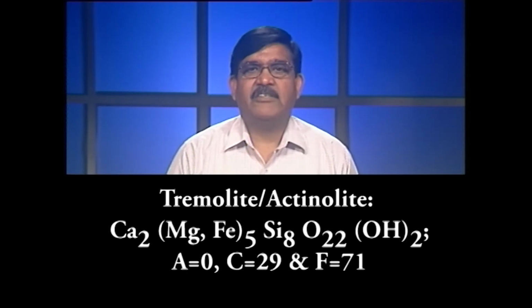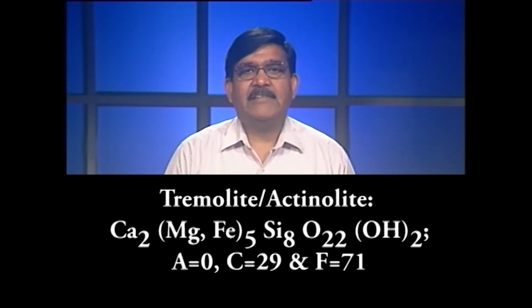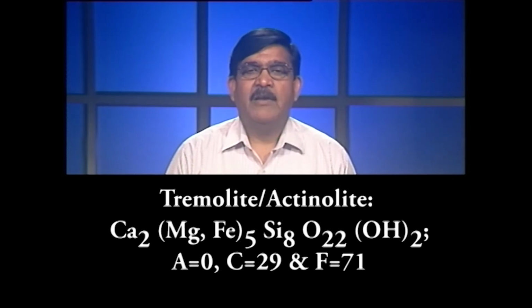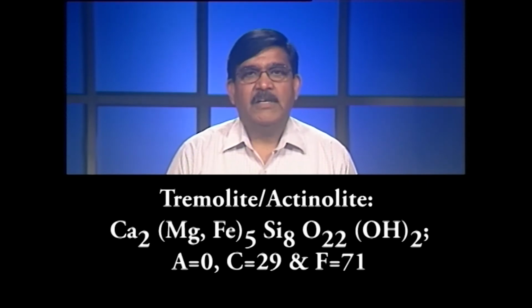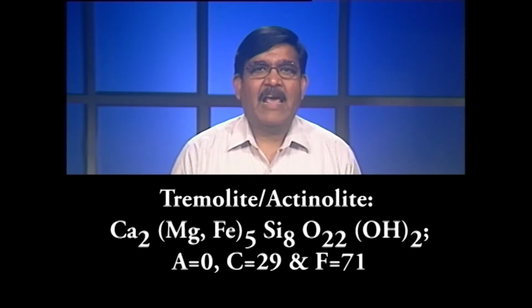Now, the next mineral is tremolite or actinolite. The formula is Ca2(Mg,Fe)5Si8O22(OH)2. Here the value of A equals 0, C equals 29 and F equals 71.